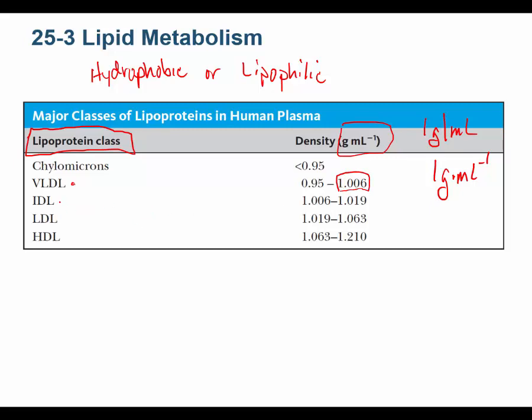Then you have intermediate density lipoproteins. Then you have low density lipoproteins, and this is what's called the bad cholesterol. Cholesterol is cholesterol. There really is no such thing as bad and good cholesterol, but we'll talk about why we call LDL the bad cholesterol and why we call HDL the good cholesterol. And again, remember, cholesterol is just cholesterol, but we'll talk about this. All right, so those are the different lipoproteins from chylomicrons to HDL.